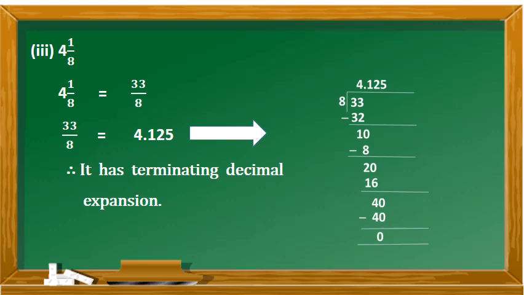That is, the remainder has become 0. Now the division is terminated. So the decimal expansion, that is the quotient, is also terminated. Hence 33 by 8 is equal to 4.125. Hence 33 by 8 has a terminating decimal expansion.